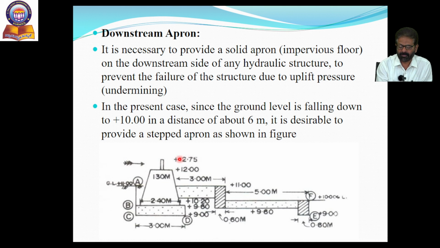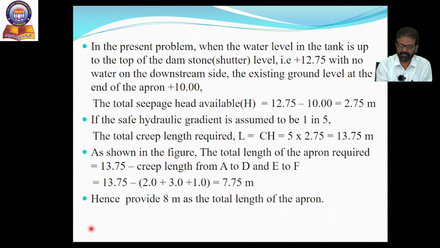So from this 12.75 to this 10 meters, the total head available. Why? Because we can store water in the tank up to plus 12.75 meter. That is the maximum water level. Whereas on the downstream side, the existing ground level is plus 10 meters. Therefore, 12.75 minus 10 is equal to 2.75 in the present case. That is called total seepage head available.